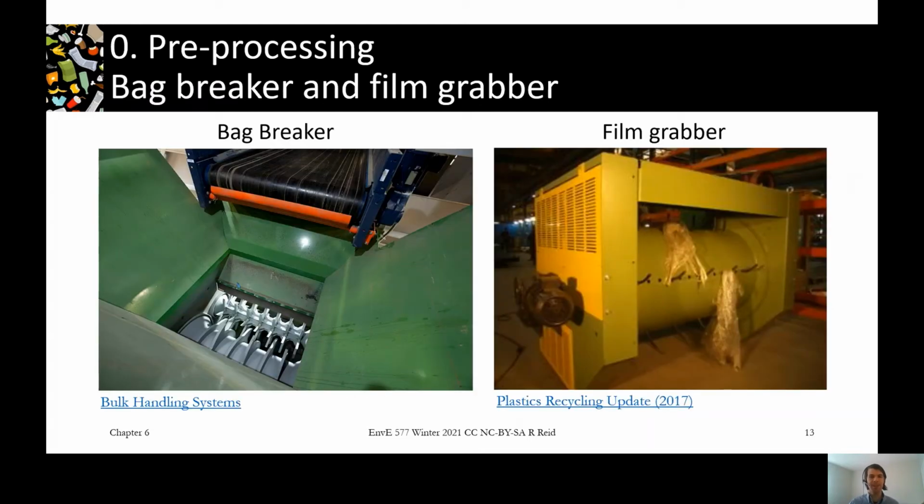So step 0, getting our bags open and our films out of there so they don't get wrapped up in the material later, is this type of equipment. They have these spinning sharp blades that snag onto the films but don't snag onto the other materials. And that opens things up and sends everything that doesn't get caught up through.